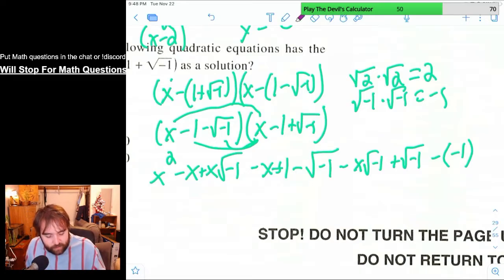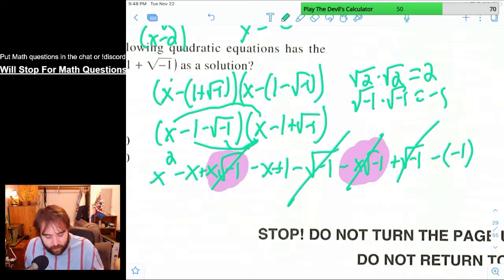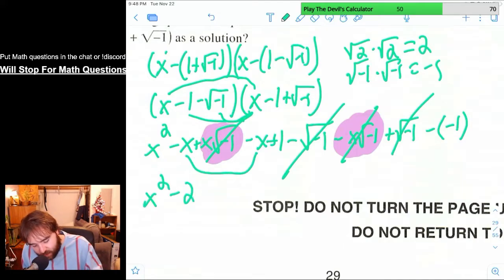And the beauty of this is all of the root negative 1s should go away, because you don't want root negative 1s, right? That's like not even real. So those are going to cancel out. Positive root negative 1, negative root negative 1, they're going to cancel out. And then we'll combine like terms. So we just have this 1x squared, negative x minus x, negative 2x.